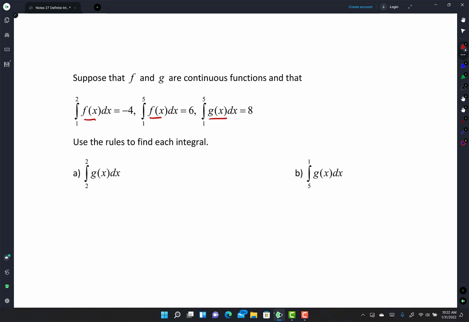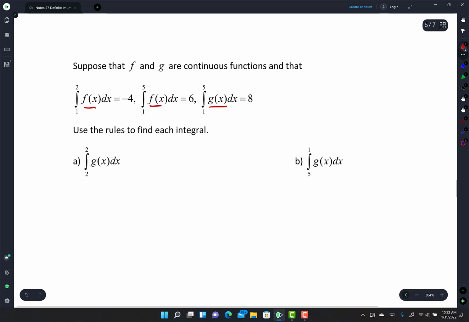The integral from 1 to 2 of f of x is -4, so there's some area under the curve. There might be some above. We do not know because we don't know how it looks. We just know the net area. The integral of f of x from 1 to 5 is 6, and g of x from 1 to 5 is 8. That's all we know. Okay, let's find the rules.